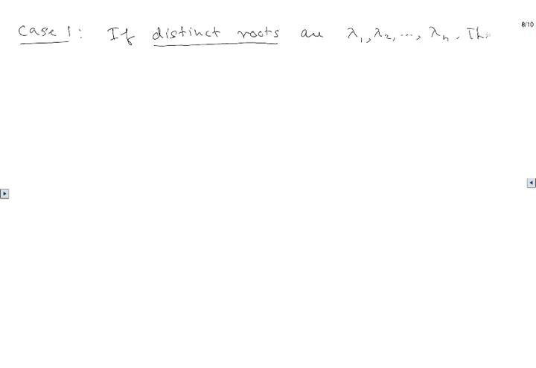The general solution is y equals c1 e to the lambda 1 x plus c2 e to the lambda 2 x, and so on, up to cn e to the lambda n x. We assume that x is the independent variable, so you can use t or whatever you like. So that is the general solution for this case. It's very simple. So let's continue.